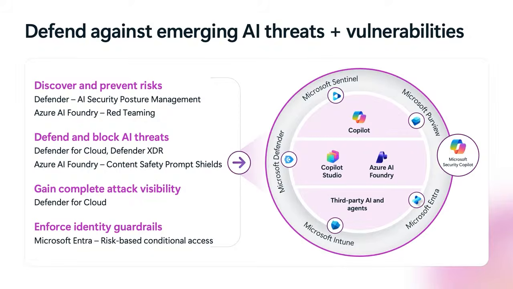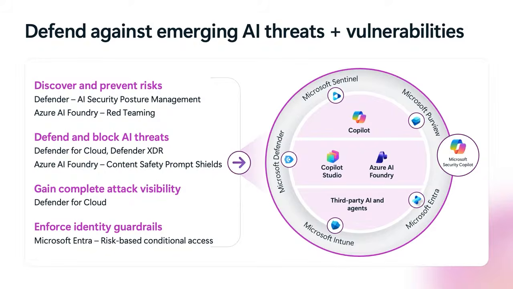First, discover and prevent before threats materialize. AI security posture management in Defender gives you continuous visibility into your AI attack surface. Red teaming in Foundry lets you proactively find where your agents and models can be manipulated before attackers do. Second, defend and block at runtime. Defender for Cloud and Defender XDR handles active threats across your environment. Content Safety and Prompt Shield in Foundry specifically intercept prompt injection and model abuse attempts in real time.